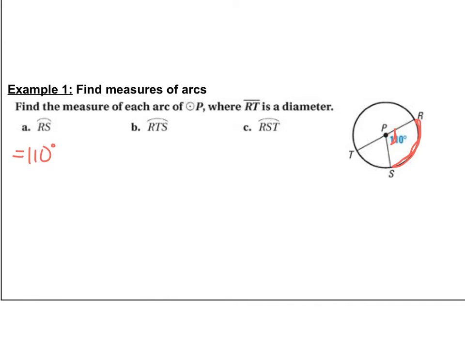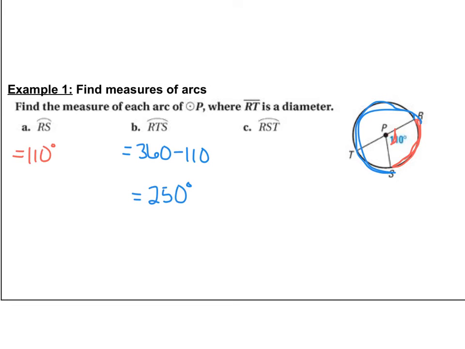Okay, now they want RTS, so now we want this part out here. I know part of this is 110 degrees, so I need to figure out the rest of it. So to figure out RTS, I will take 360 minus 110. That is going to give me 250 degrees.